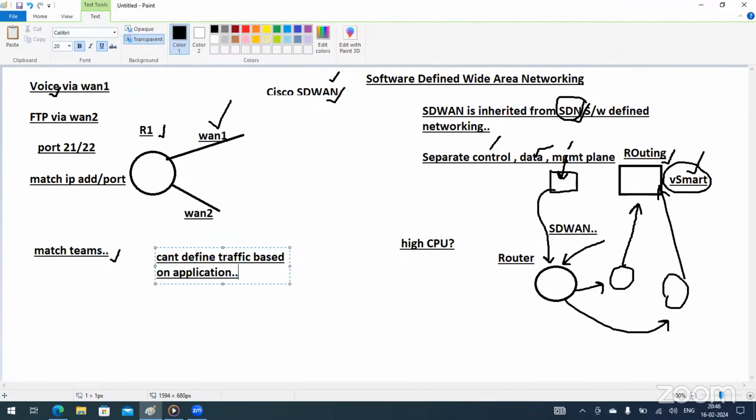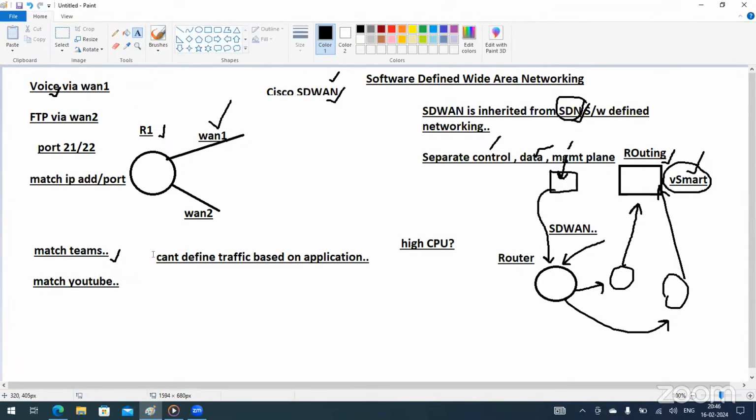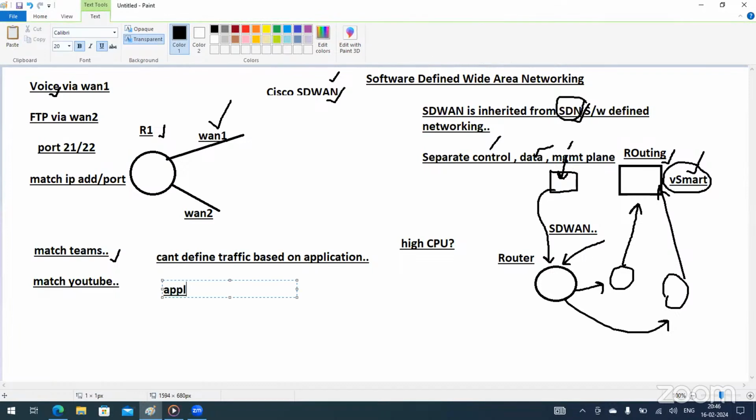This is one of the important uses, right? A key use of SD-WAN is that with SD-WAN, we can define the traffic based on application. We say match Teams, or we can say match YouTube, right? So it is called application recognition.